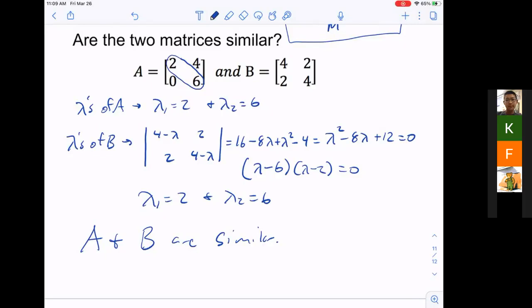These matrices will have the same rank, which like in A, I can see the rank is 2, which means the rank of B is also 2. The determinant of A I can see is 12. The determinant of B is also going to be 12. The trace of A is 8. The trace of B is also 8. Those things should be the same.